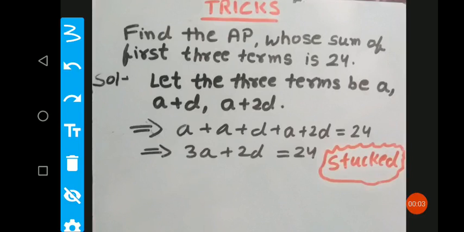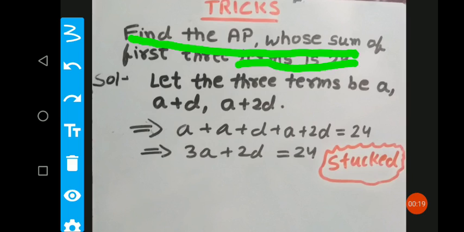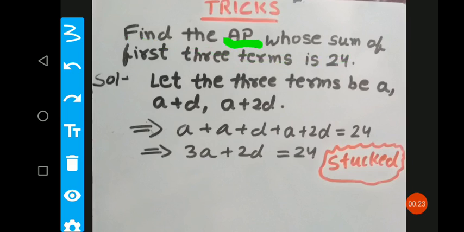So let's get ready for a few tricks. Suppose the question is, find the AP whose sum of first three terms is 24, which means we have to find one AP whose first three terms sum is 24. Other than that, nothing is given to us. So normally what we do?